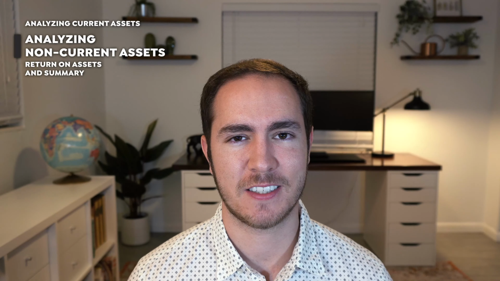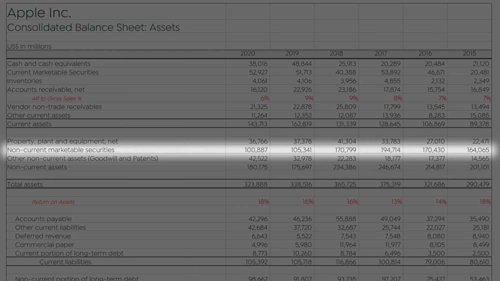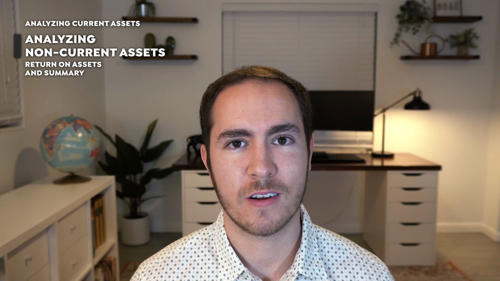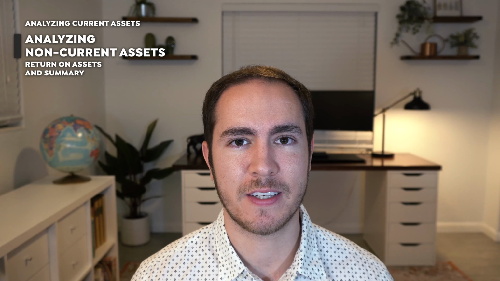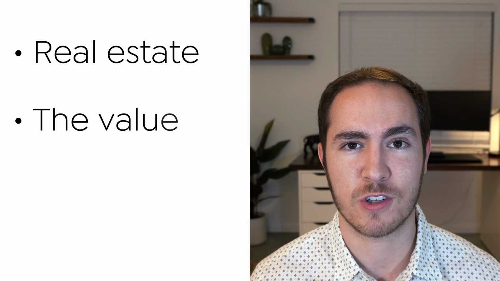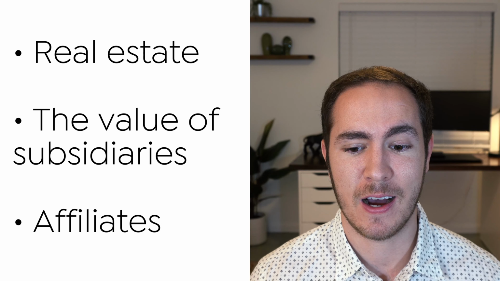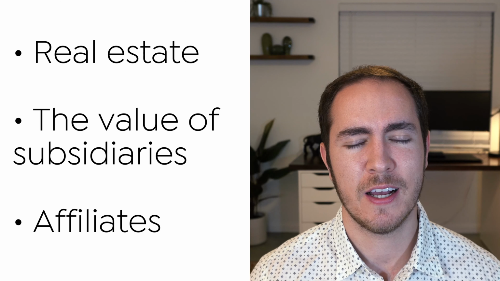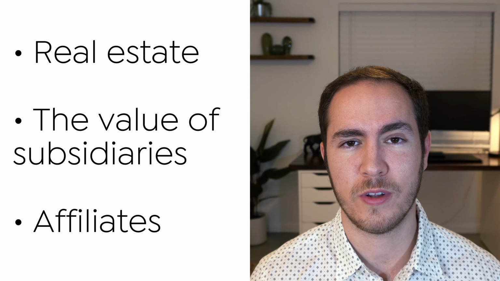Last up in the assets section is long-term assets. Here in Apple's financials, it calls them non-current marketable securities. Listen closely, because this line, long-term assets, is Warren's second favorite account on a financial statement after cash. Now, what are long-term assets? Okay, long-term assets can be real estate, the value of subsidiaries, affiliates, other types of operations, okay? So these types of long-term holdings, that are usually big and expensive, honestly.